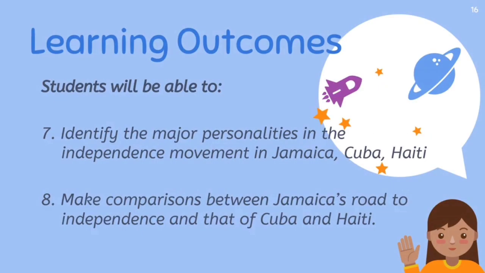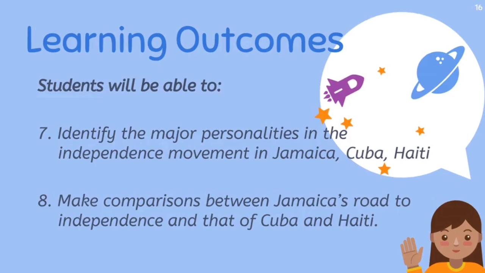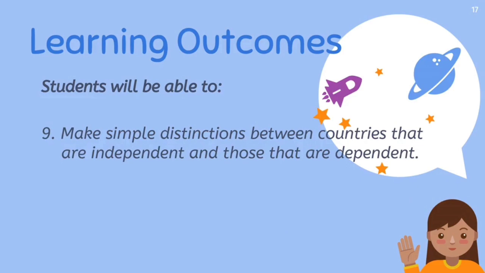Another learning outcome is that you should be able to identify the major personalities or key players in the independence movement in Jamaica, Cuba, and Haiti. You should also be able to make comparisons between Jamaica's road to independence and that of Haiti and Cuba. Another learning outcome is that you should be able to make simple distinctions between countries that are independent and those that are dependent.